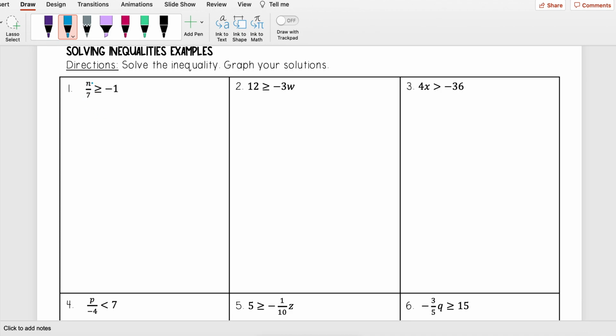So the first example I have, n divided by 7 is greater than or equal to -1. So for these problems, I want to solve the inequality, and then I'm also going to graph my solution. So to undo this division, I want to multiply both sides by 7. Since I'm multiplying, I need to see whether I need to flip my inequality. Since I am multiplying by a positive number, I do not have to flip this inequality. So I just have n is greater than or equal to -1 times 7, which is -7.